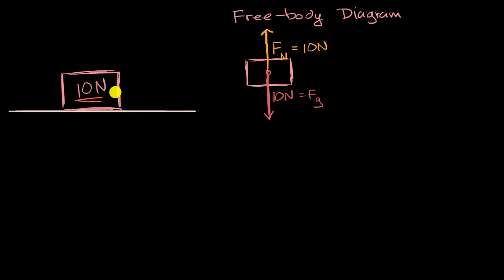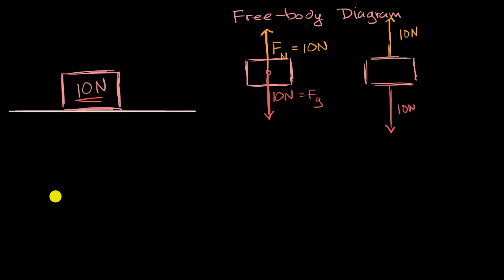Now I mentioned that there's other ways to draw a free body diagram. Another way that you might see it is like this, where you see the body, and from the outside of the body, you see the vectors being drawn. So in this situation, you would have 10 newtons downward, and you would have 10 newtons upward. This is another way that you might see free body diagrams drawn.